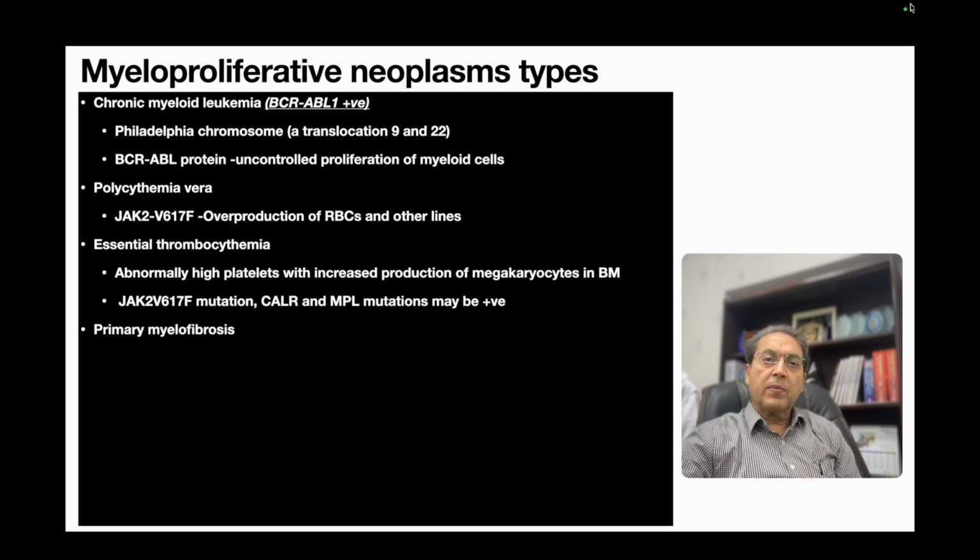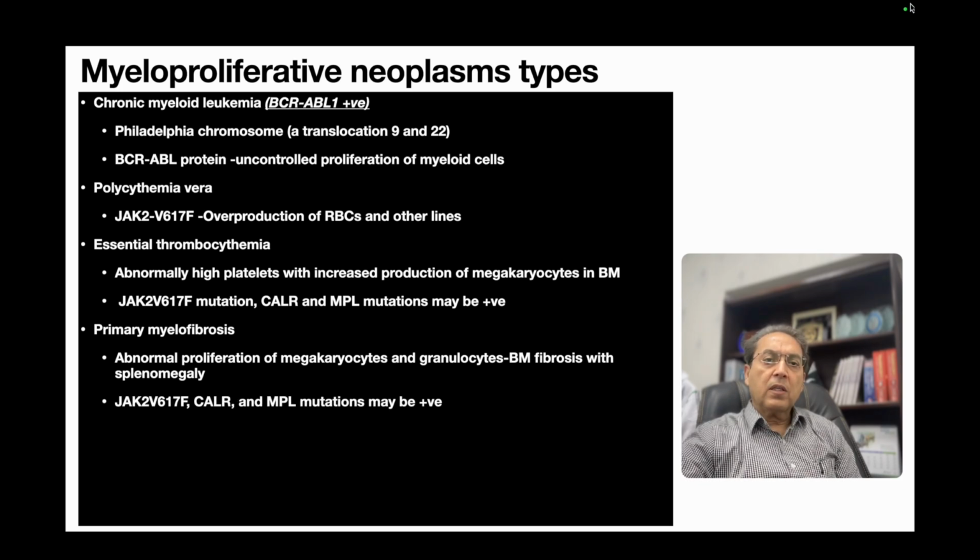And then we got primary myelofibrosis. In primary myelofibrosis, there is abnormal proliferation of megakaryocytes and granulocytes. The bone marrow fibrosis is a feature of this disease. There may be splenomegaly, which is also present in Polycythemia Vera, and a massive splenomegaly in CML as well. And then this disease may also be accompanied by JAK2 mutation. There may be CALR and MPL mutations as well.